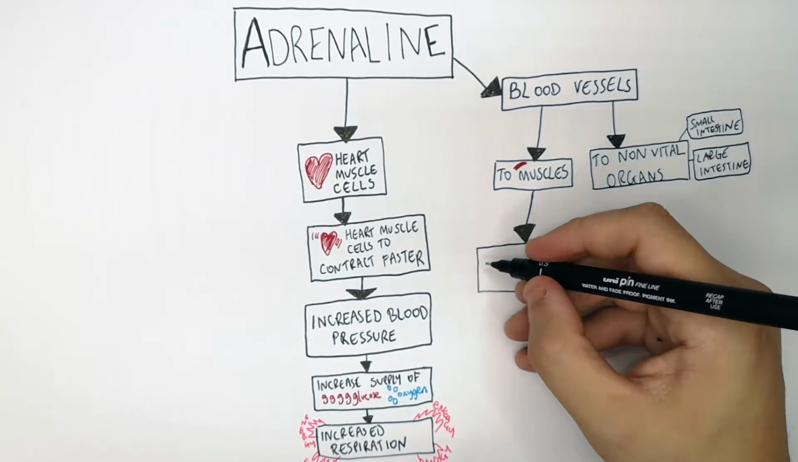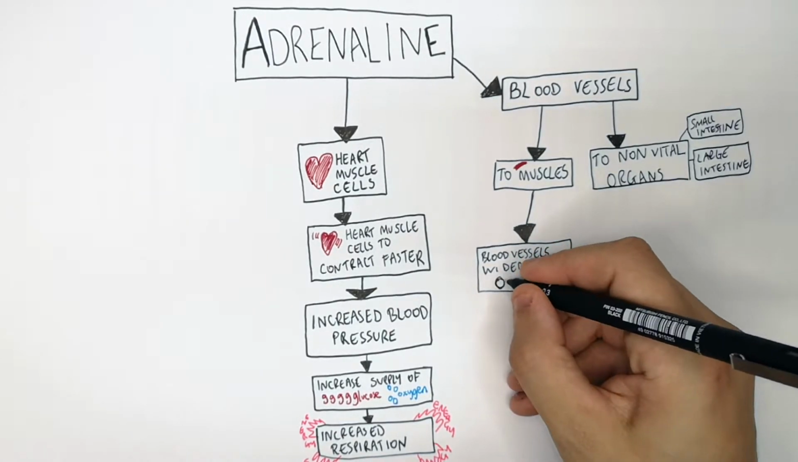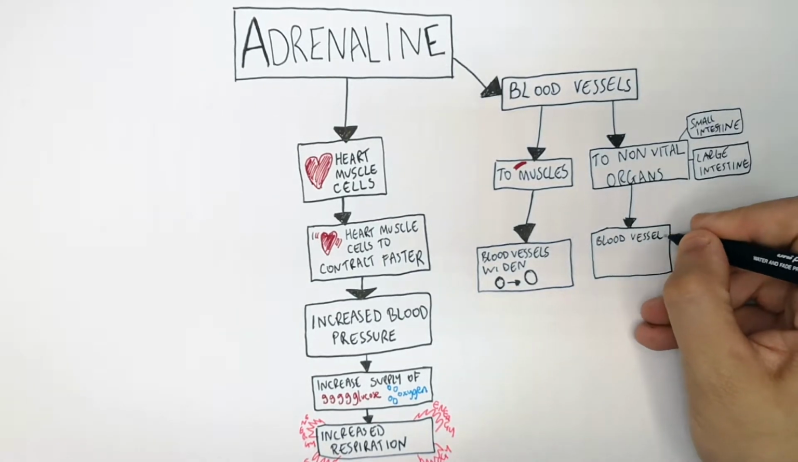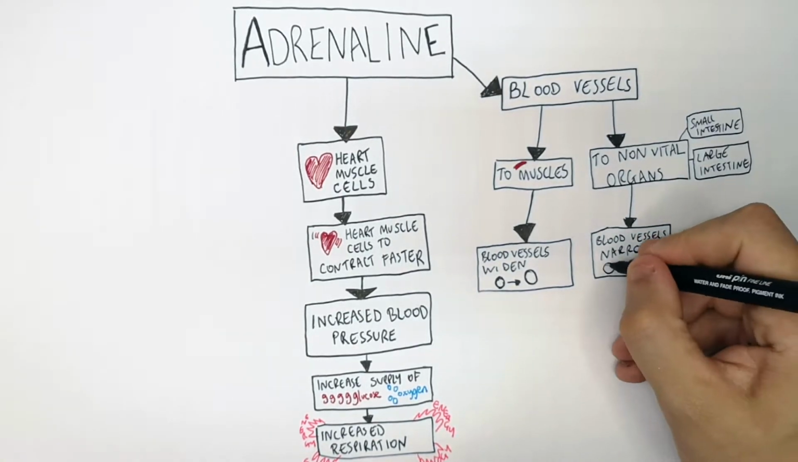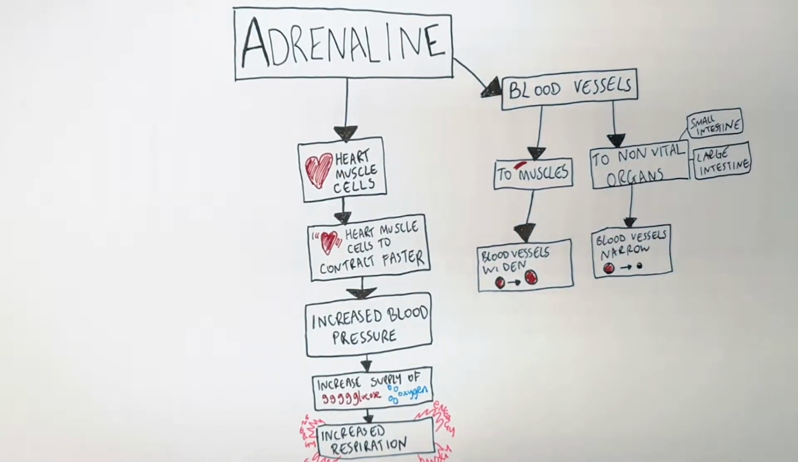So adrenaline does this to the muscles. The blood vessels will widen. This will increase blood flow to the muscles, whereas blood vessels to non-vital organs are going to narrow. So the non-vital organ blood vessels will narrow, restricting blood flow to the non-vital organs.